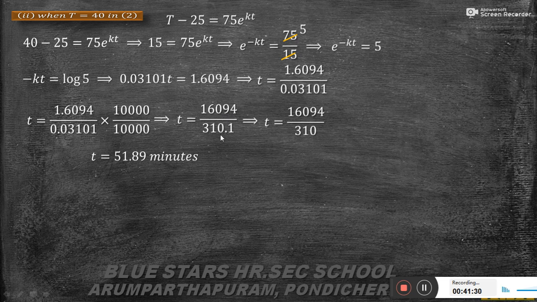So 16,094 by 310.1, which implies t equal to 16,094 by 310. So the value is t equal to 51.89 minutes. This is the answer for the t value. That means the time the water temperature comes to 40 degrees Celsius is 51.89 minutes, approximately 52 minutes. 52 minutes is taken for the water to cool to 40 degrees Celsius.